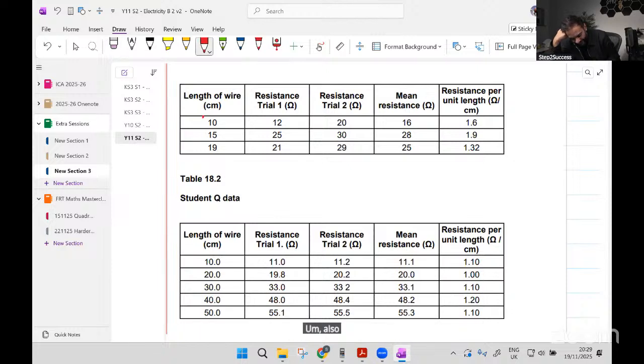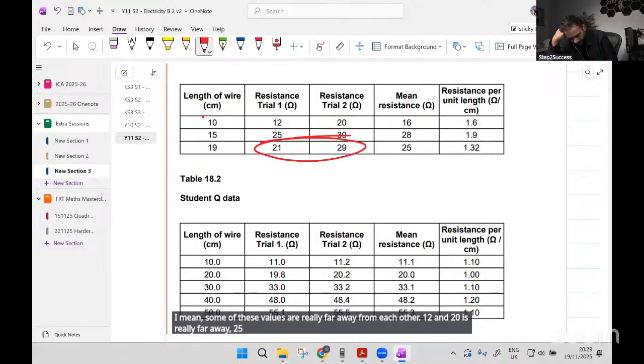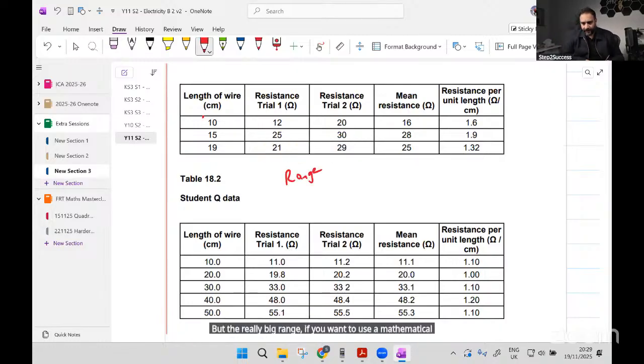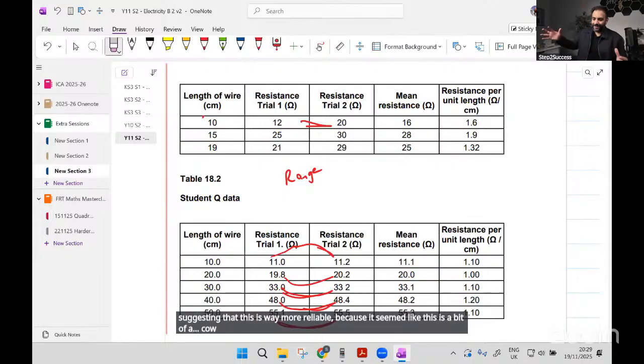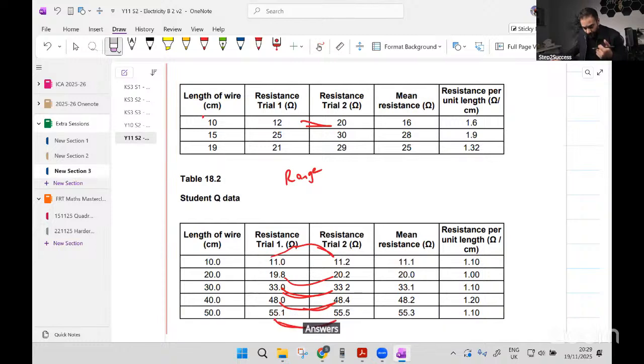Also, it seems as though some of these values are really far away from each other. 12 and 20 is really far away. 25 and 30, 21 and 29. There's a really big range, if you want to use a mathematical term, between this data. Whereas here, my values are relatively close together, suggesting that this is way more reliable, because it seems like this is a bit of a cowboy experiment and has resulted in lots of different answers. So they're the two main obvious things that I would notice here.